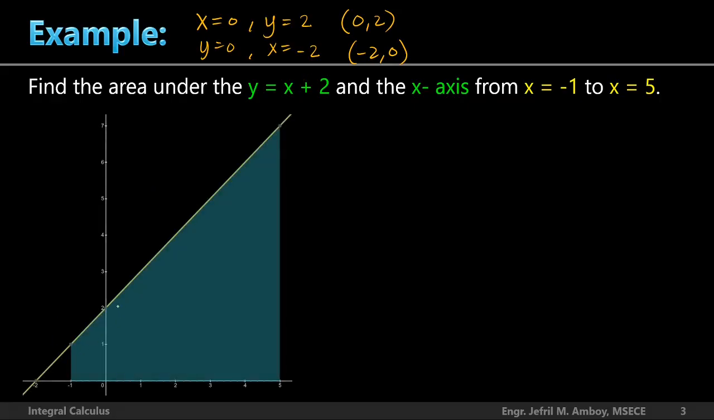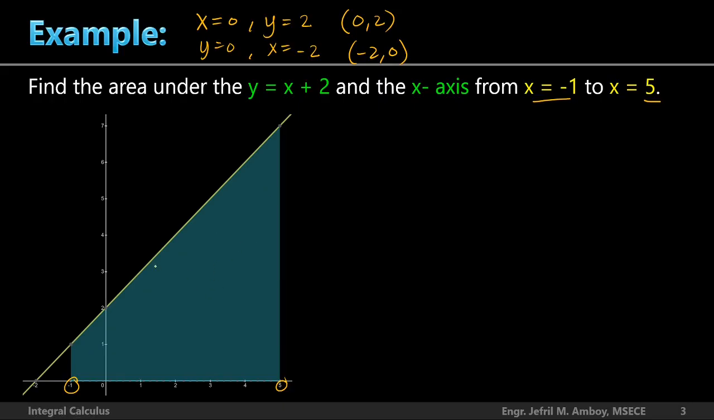So here is the first point, (0, 2), and this is the second point, (-2, 0). We just connect these points to form the line and extend towards the right because we are interested in solving the area from x equals -1, which is here. This would serve as our lower limit, up to x equals 5 there, which would serve as our upper limit. So this region, the one shaded in dark green, is the area that we will be calculating.